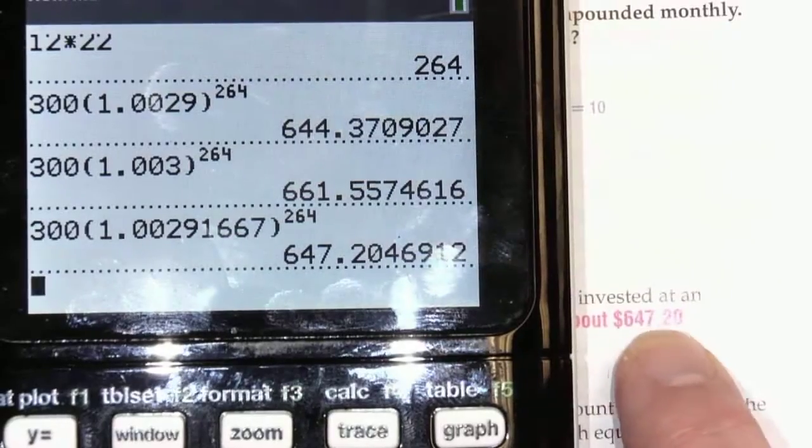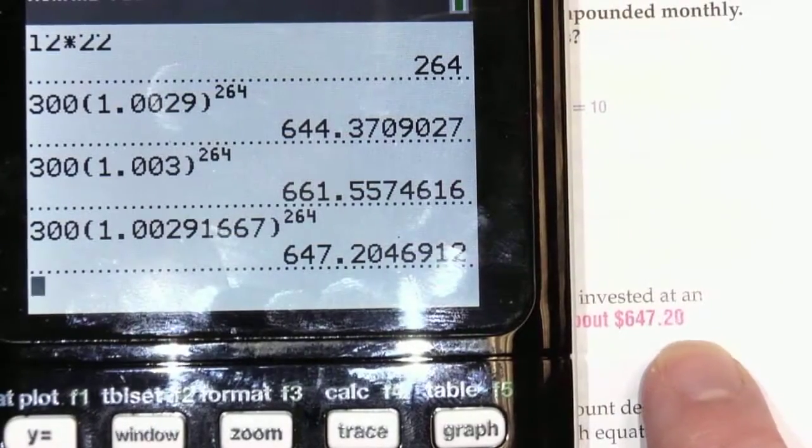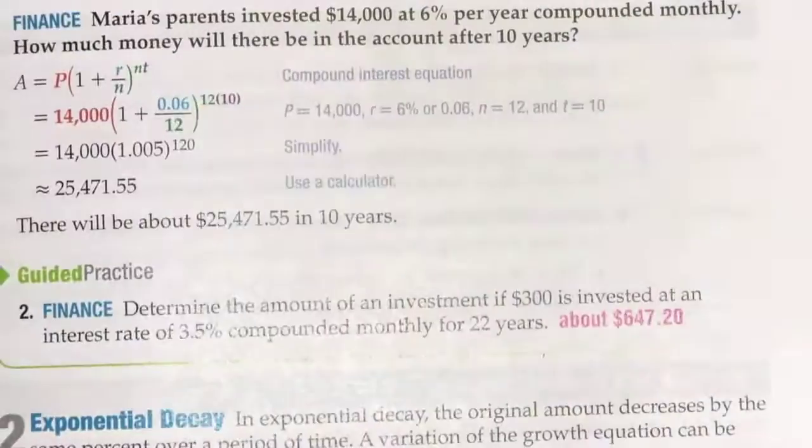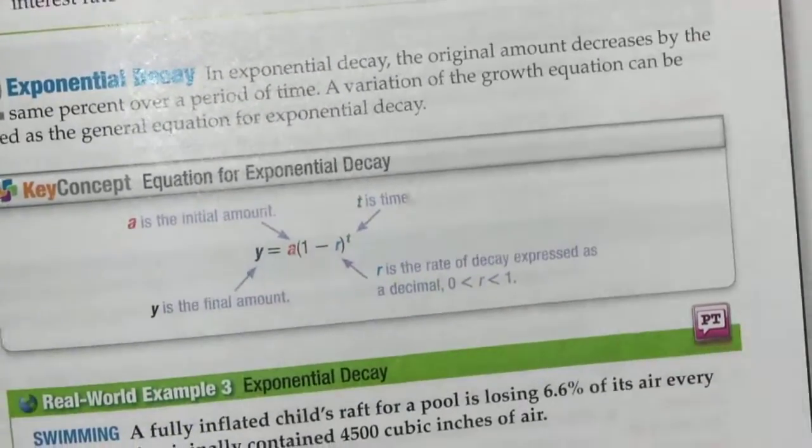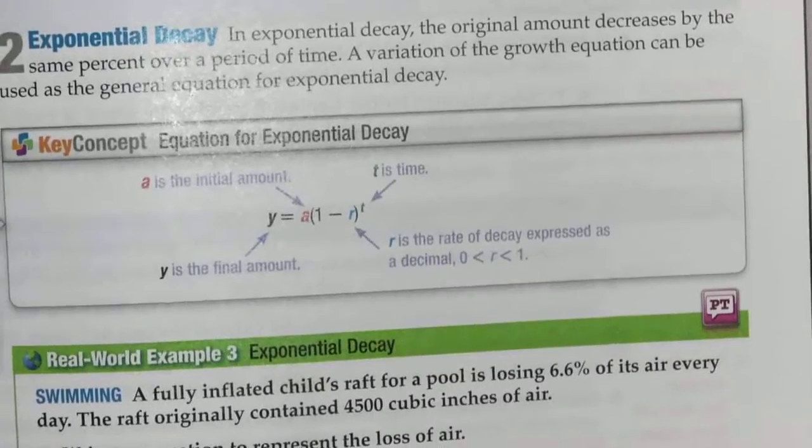Okay, so $647.20, and that's what we got there. Good job. Okay, now the last thing we're going to talk about is exponential decay.